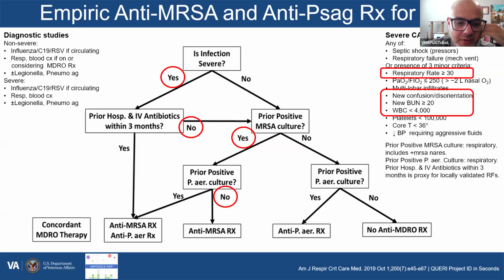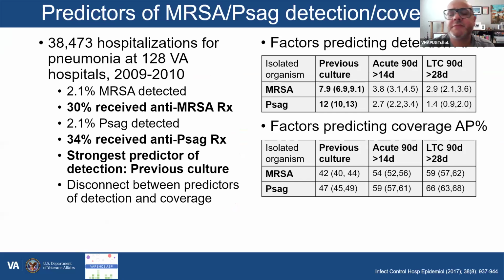And let's talk a little bit more about these predictors for MRSA and Pseudomonas detection. This is a question that's been around for like 20 to 30 years at least. And in more recent studies, the most consistent predictor of MRSA or Pseudomonas detection is a prior positive respiratory culture with those organisms. This is just data from a study of around 40,000 admissions at several VAs. And kind of the take-home point is that having a prior positive culture for these organisms is the strongest predictor for isolating them when you have a patient with CAP.